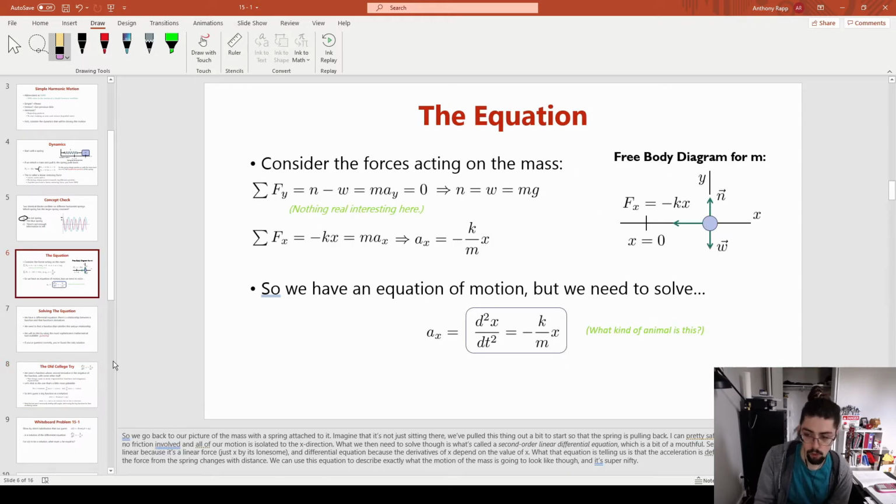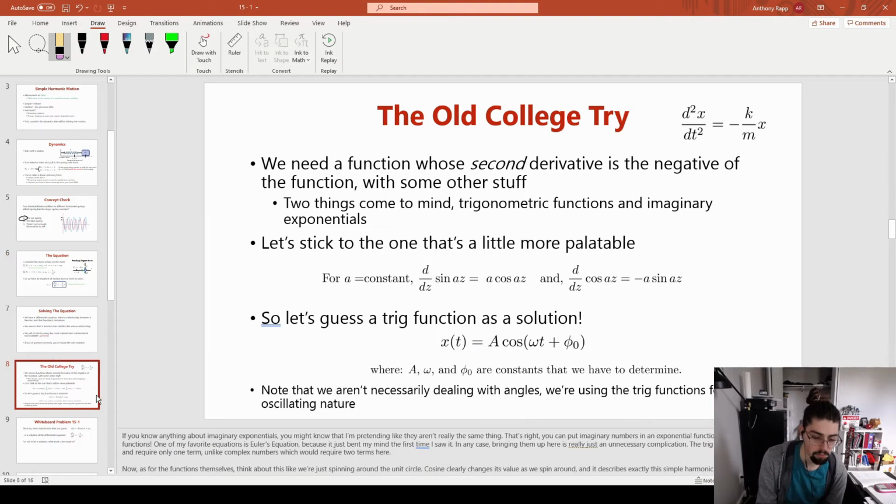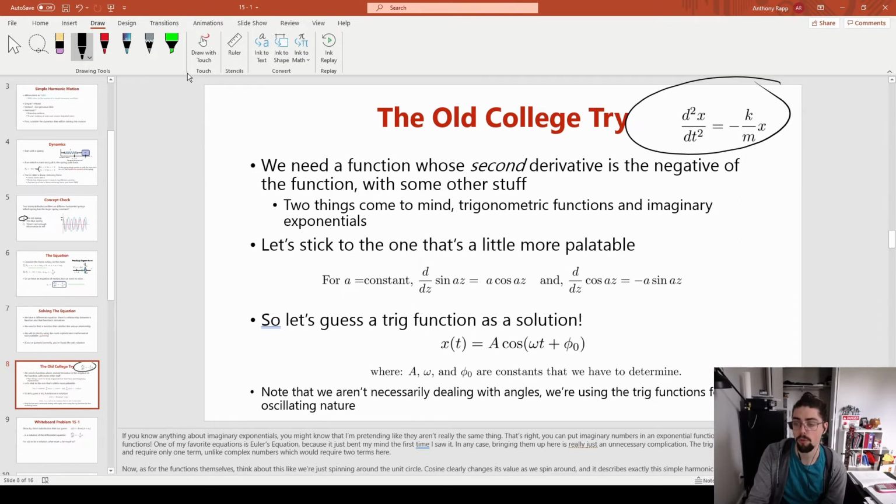If it's experiencing a force, yes, it is experiencing the acceleration. This acceleration is because of that spring force. So we give it the old college try. This up here, this is the goal. This is what we're shooting for.